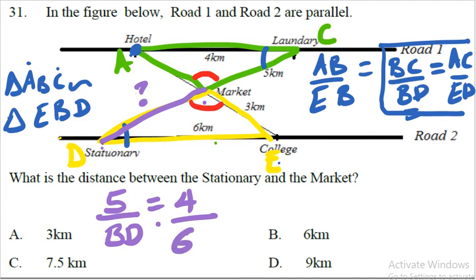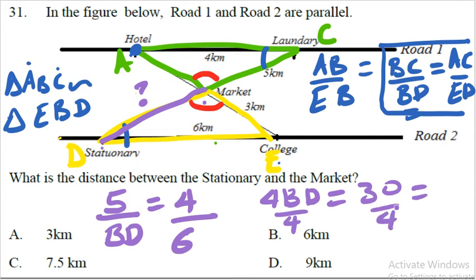Then we can apply crisscross. 4 times BD, that is 4 BD, is equal to 5 times 6, which is 30. If you divide both sides by 4, this is the same as 15 over 2, or 7.5. So the answer is going to be C.